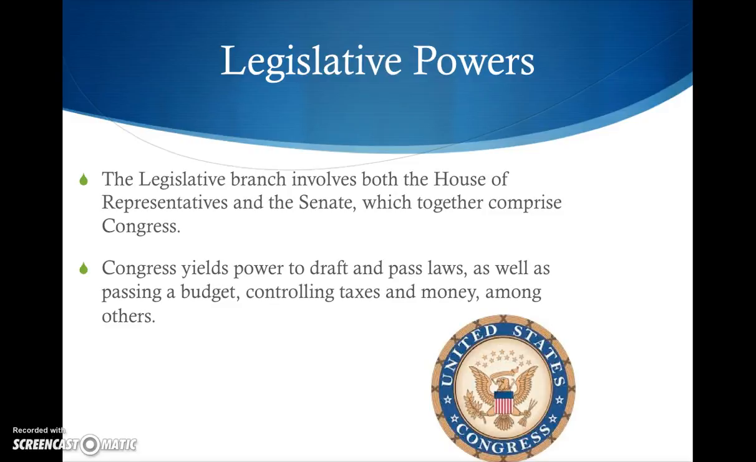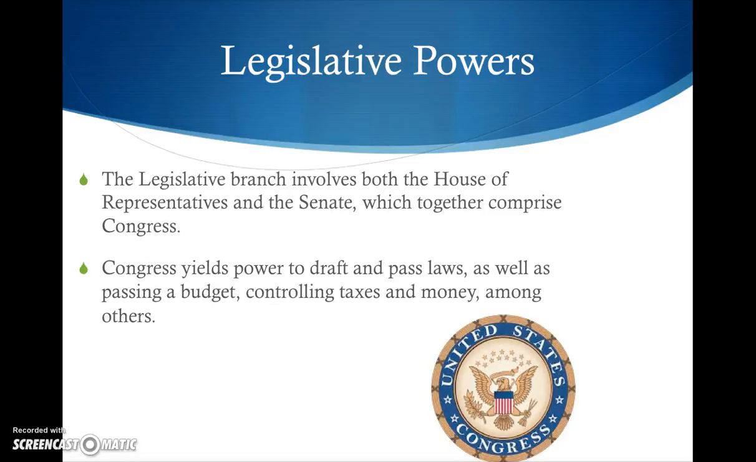For instance, states with larger populations like California and Texas and Florida have many more representatives in Congress as opposed to states with smaller populations such as Nebraska, Wyoming, South Dakota, North Dakota. And then the Senate, on the other hand, is comprised of 100 senators, two from each state. This was put in to give the smaller states a more equal balance in Congress.